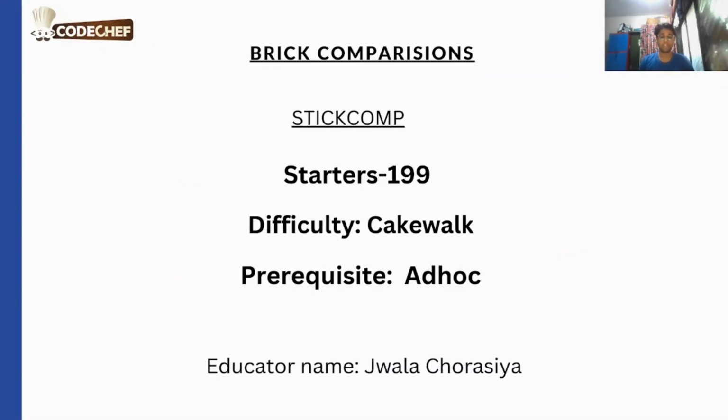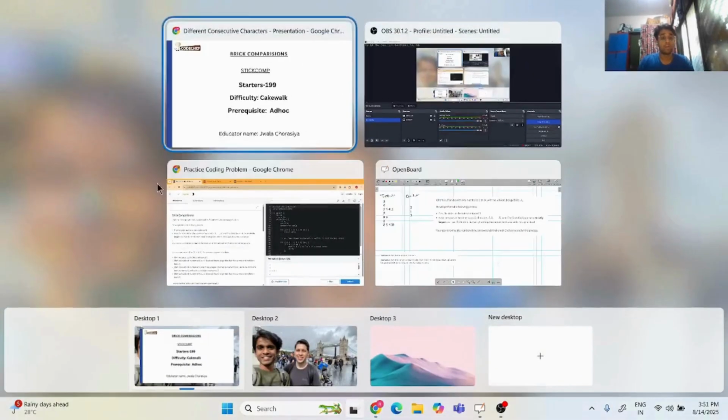Myself Jora Chaurasia and today we are going to solve the problem which came in Starters 199. The name of the problem is Brick Comparisons and the problem code is STICKCOMP. The difficulty rating of the problem is Cakewalk and the prerequisite is headed out. Let's start with reading the problem statement over here.